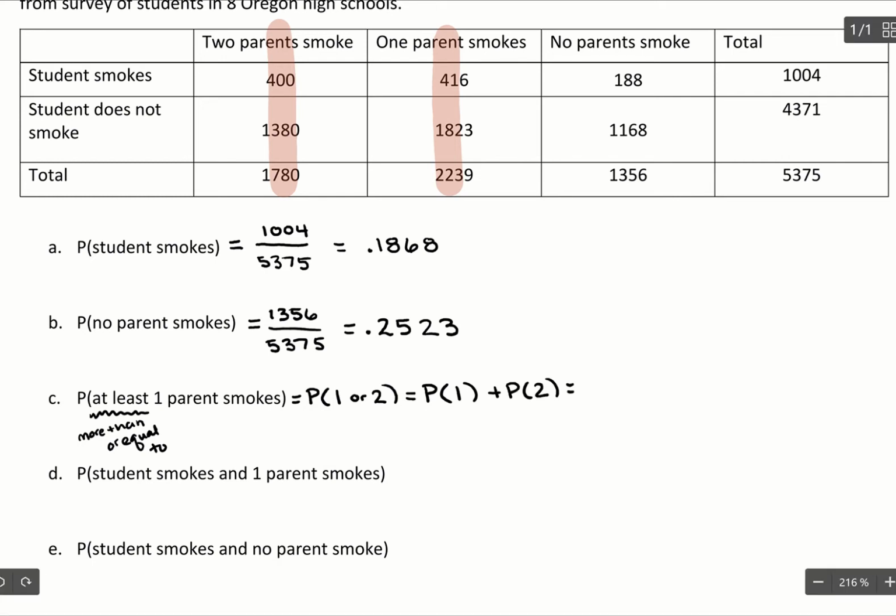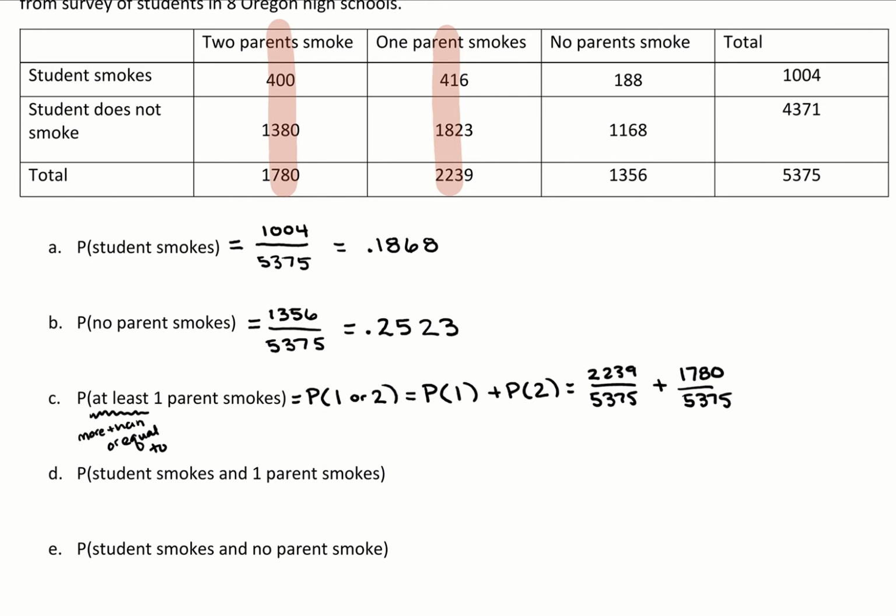The probability that one parent smokes is 2,239 out of the 5,375, and then we add that to the probability that both parents smoke, 1,780 out of 5,375. Notice in this case, when we use the addition rule for when OR comes through, these are disjoint events. They're disjoint because they don't overlap. Since they're both columns in the table, there won't be any overlap, so we don't need to take away the intersection of the two events. This should come out to be 0.7477.